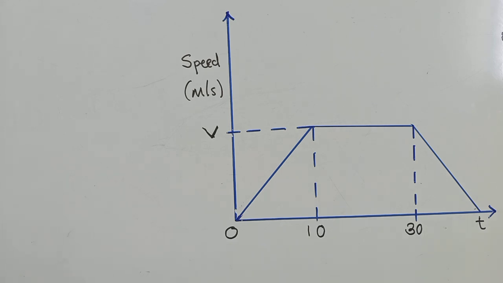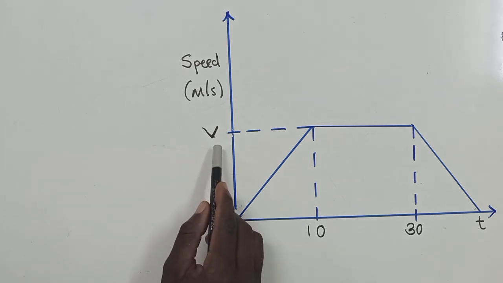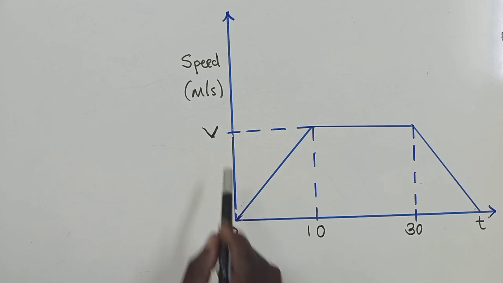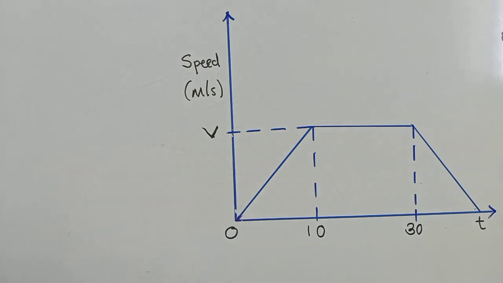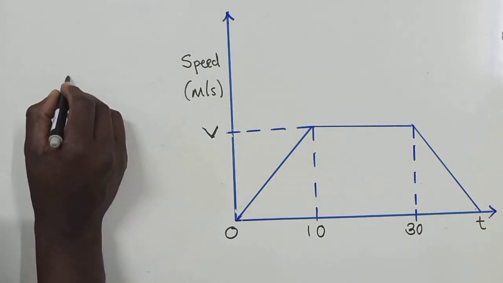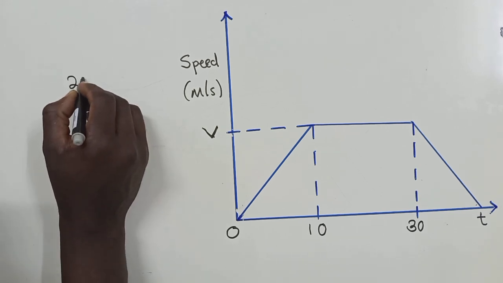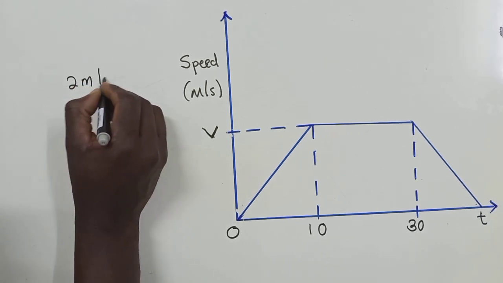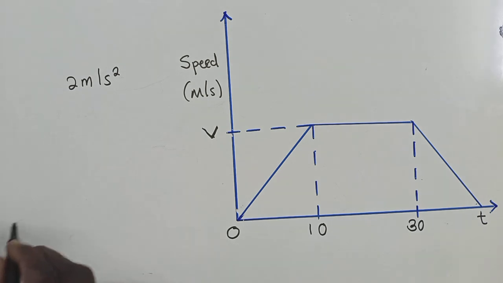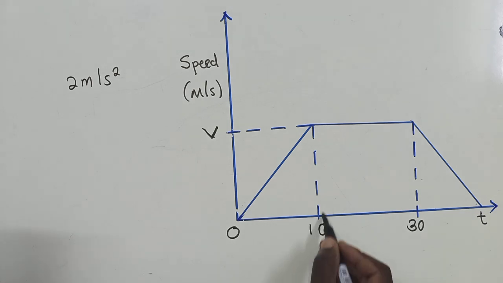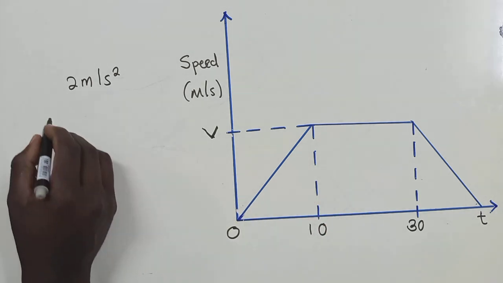Okay, so the first question here says find the speed v, this speed v, the particle reached if the acceleration was 2 meters per second squared. So it's very important to keep data. So the acceleration is 2 meters per second squared, in the first 10 seconds. So 10 seconds is right here. And we want to find the value of v.